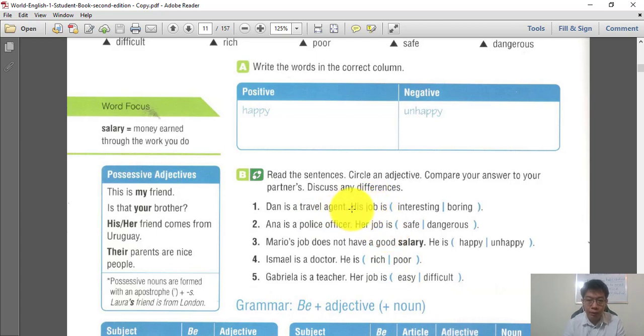So what do you think each job here is, a positive meaning or negative meaning? It depends on you. Okay, so it doesn't matter. So this one you have to select the answer, one of them.